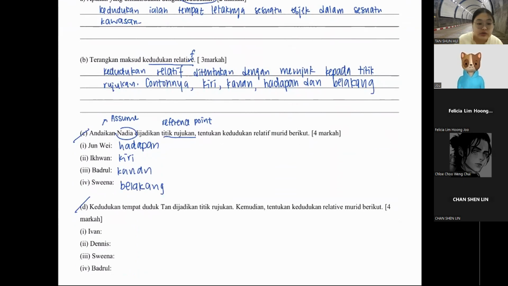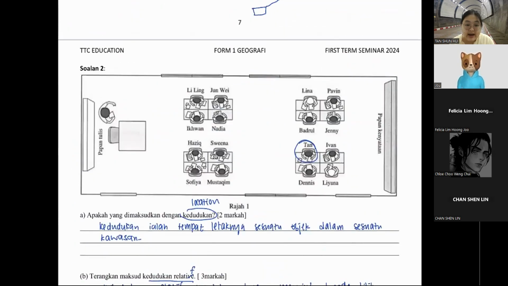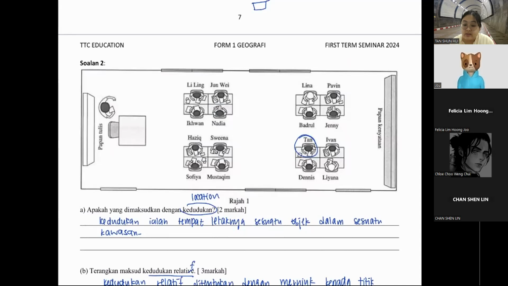Okay, can? So we try one more, okay? Kedudukan, Tan dijadikan titik rujukan. If now our reference point is Tan, if Tan is the reference, so they ask you, where is Ivan? Ivan sits at which direction of Tan? If you refer to Tan, what direction is it? You see, Tan is facing here. Answer is kiri.